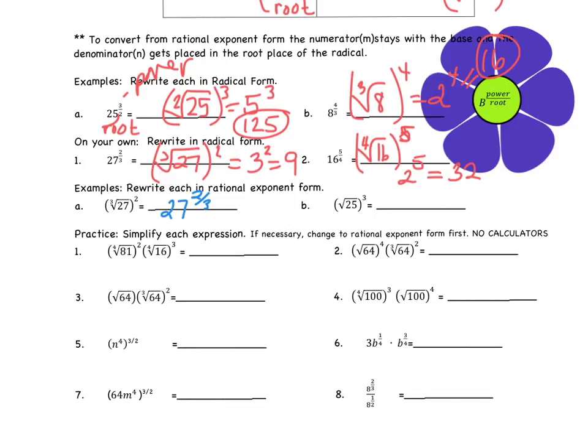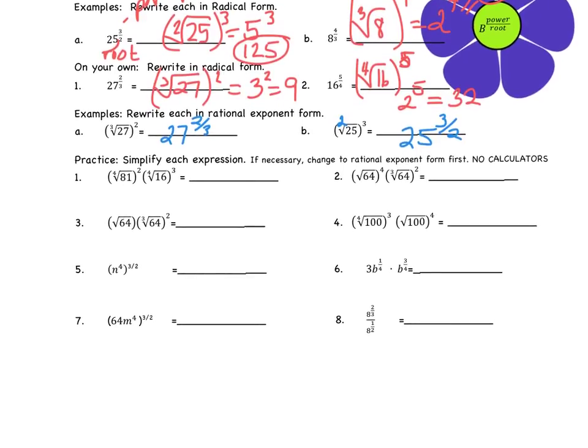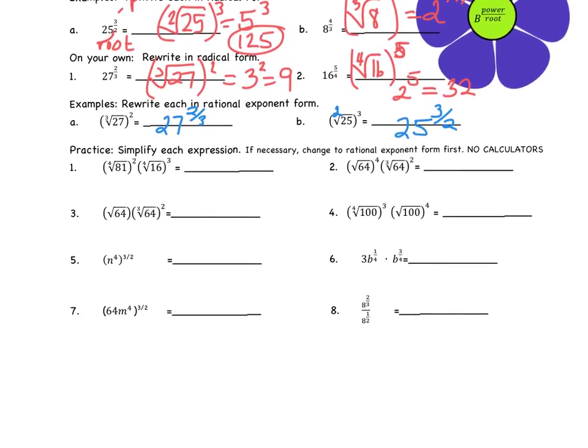Next one might be a little tricky. We have to look at that one. When it's just the square root, that root is 2. We just don't write it because that's one of those you see all the time. So this becomes 25 to the 3/2 power. And again, changing that, the root is the base of that fraction, and that power 3 is the top of that fraction.